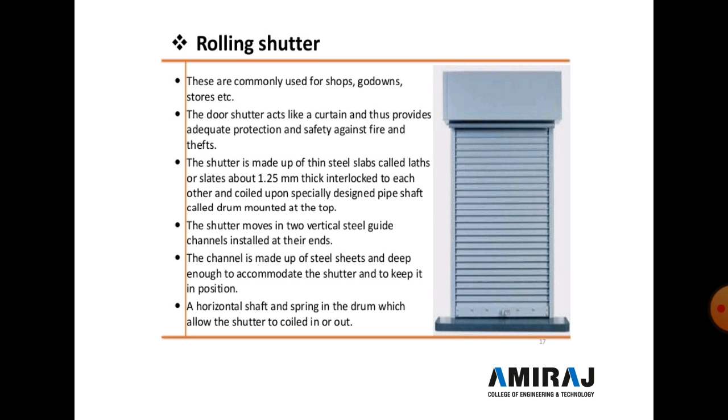Now the next type of door is a rolling shutter. This type of shutter is generally used in shops and godown stores, etc. The door shutters act like a curtain, and provide adequate protection and safety against fire and thieves. The shutter is made of thin steel slats called leaves or slats, about 1.2 mm thick, interlocked to each other and coiled upon a specially designed pipe shaft called a drum mounted on the top. So on the top part, a square part, the drum is provided.